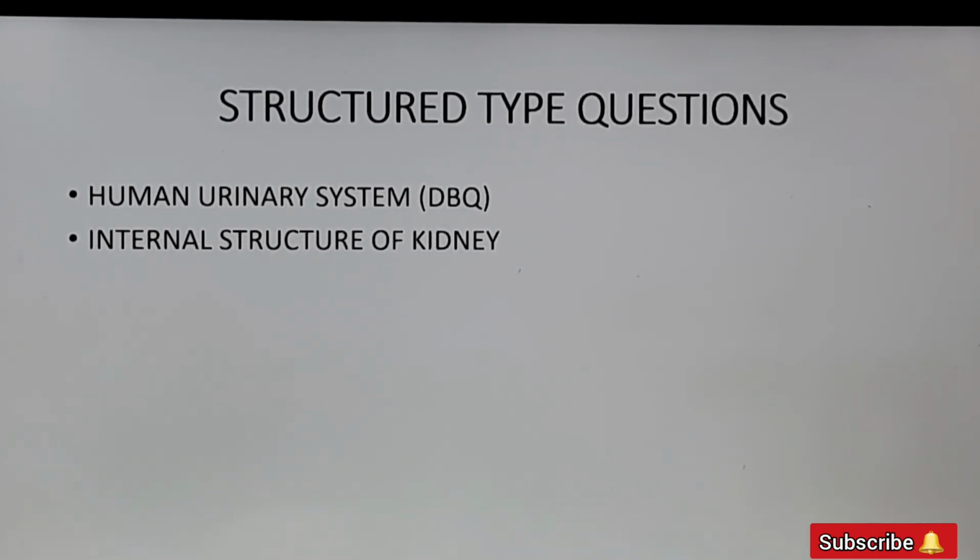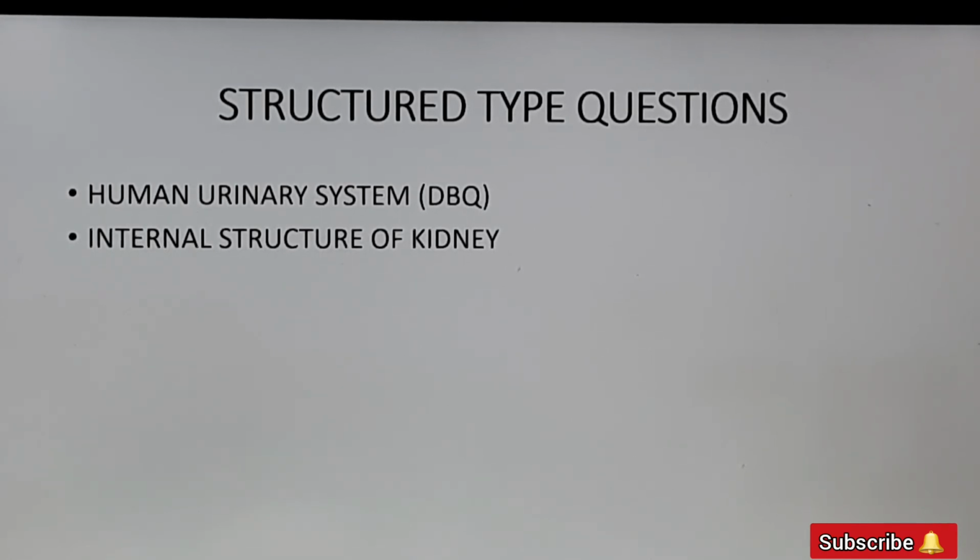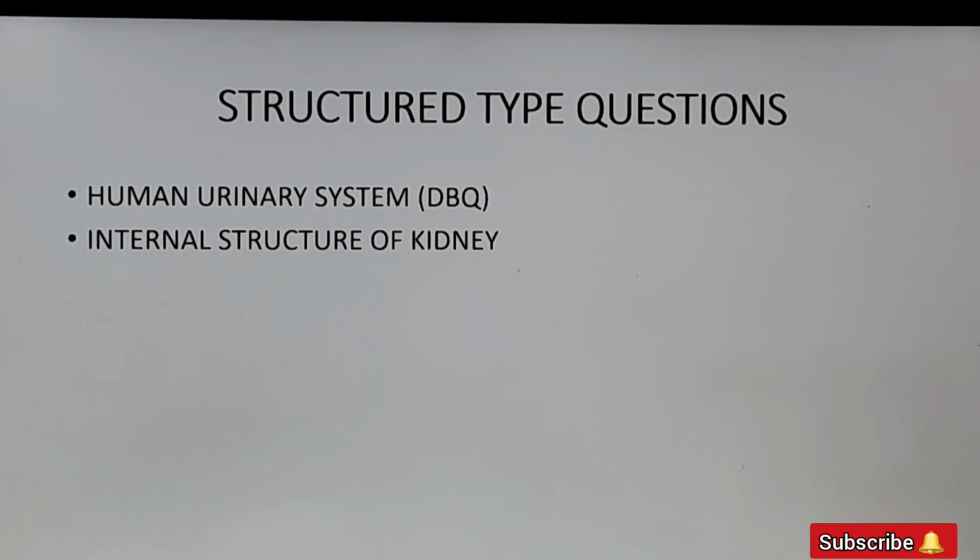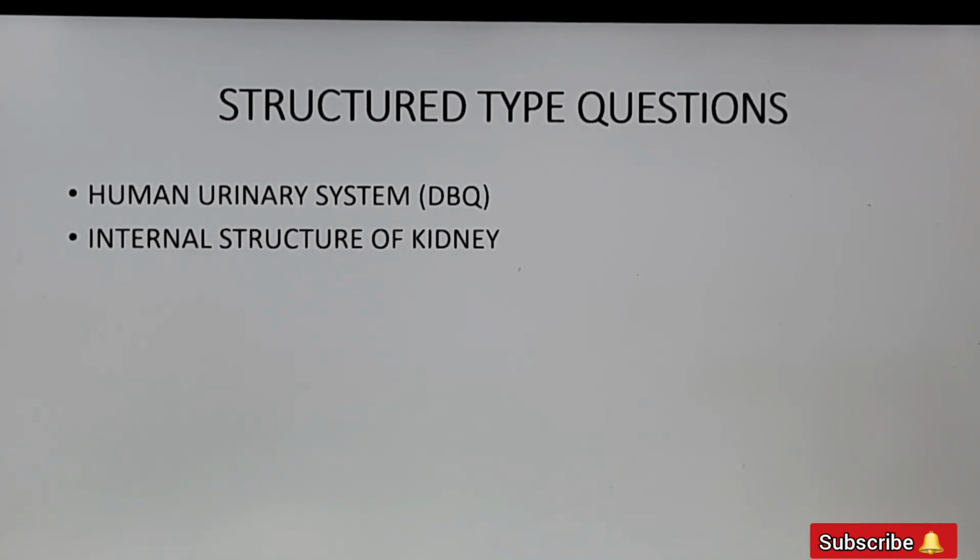So it is better that you draw and study the internal structure of kidney. Okay, so when you draw, you should label the renal capsule, the renal cortex, the medulla, the pyramids, the papilla, all these should be labeled, the pelvis, the hilum, all these can be labeled. Okay, so draw and study.